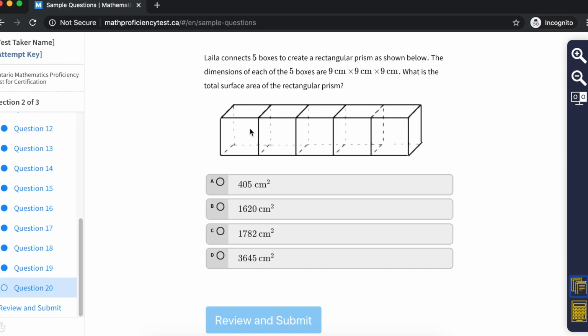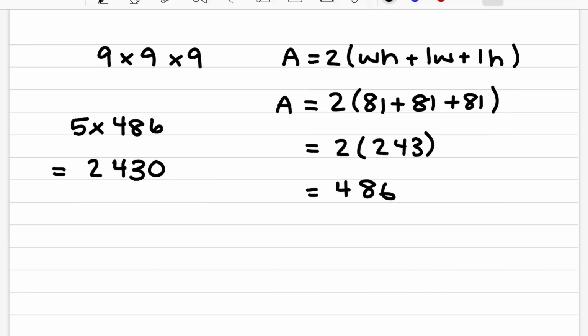So this cube loses one surface because it's touching another. The second cube loses 2 because it's touching 2. Third loses 2, fourth loses 2, and the fifth loses 1. So in total, how many faces have we lost? 8 faces lost. And each of those faces has a 9 by 9 surface area.